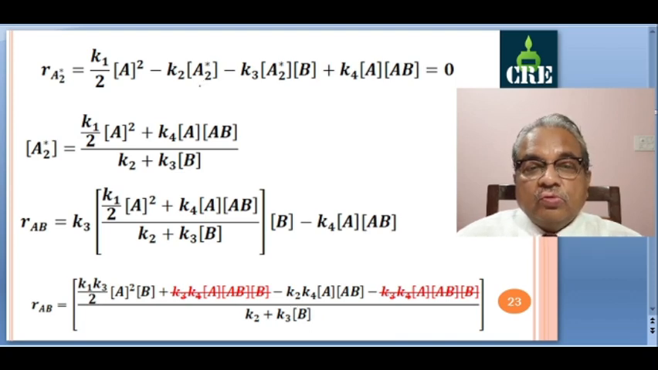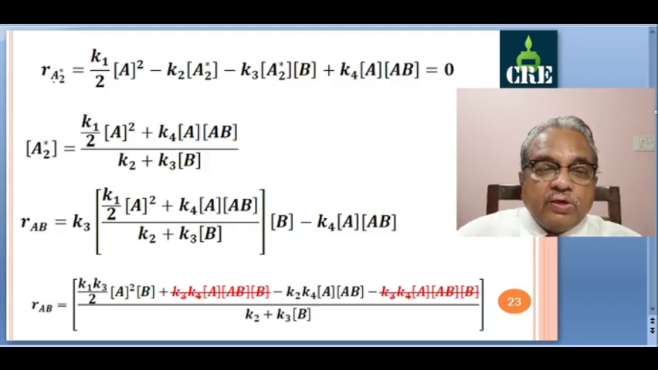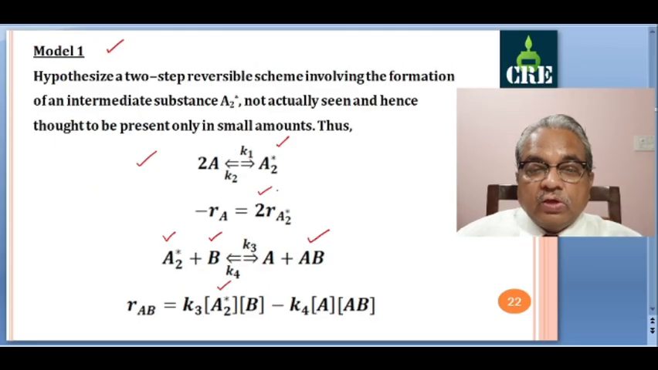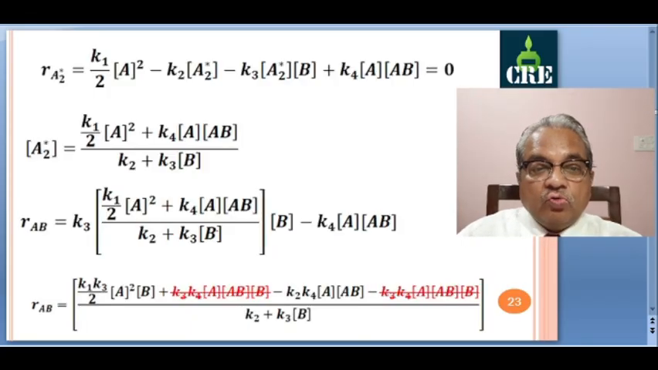So the first two reactions we have seen, that means the two steps of the reversible reaction. Now we are writing in terms of rate of formation of A2 star. Here this rate of formation of A2 star is this divided by 2. So k1 divided by 2. So we have to take care of that stoichiometric coefficient.